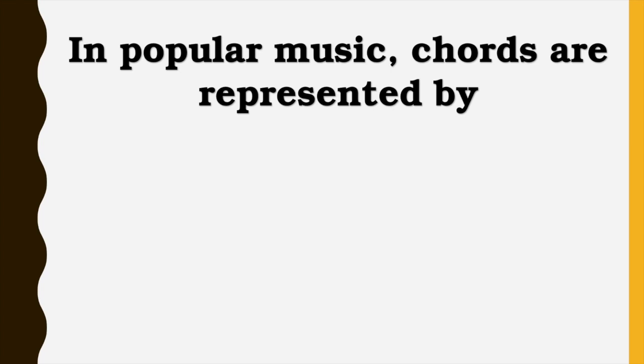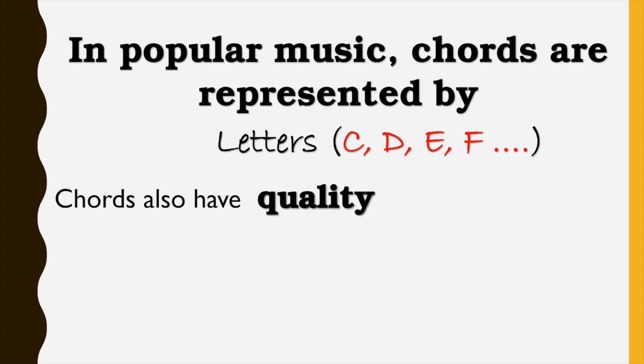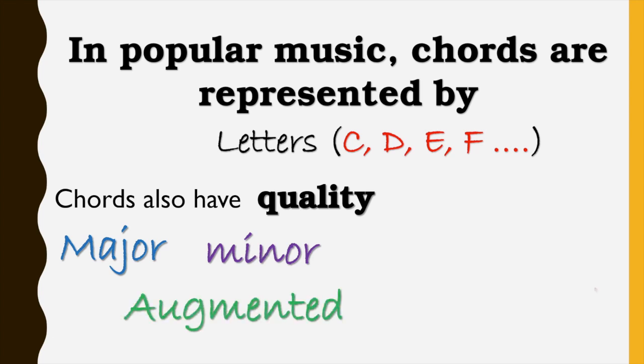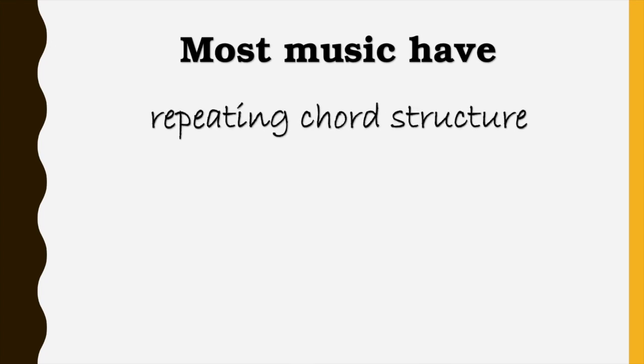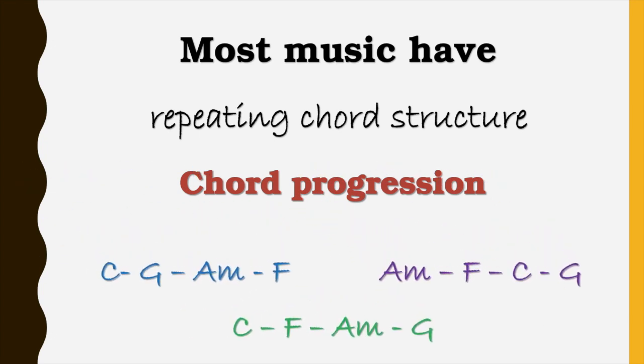In music, the chords are represented by letters. Now, chords also have a certain quality to them. They can be either major or minor. They can also be diminished or augmented. Music has a repeating chord structure, and this is what we call a chord progression. Here are some chord progressions that you may be working on for this project.